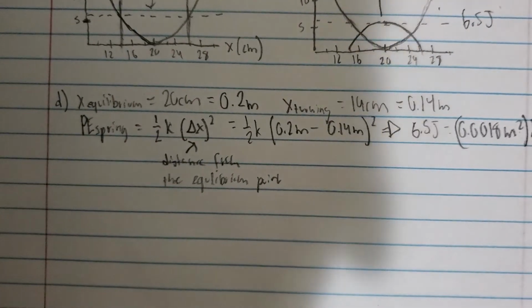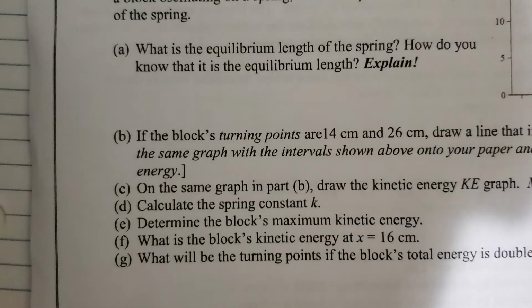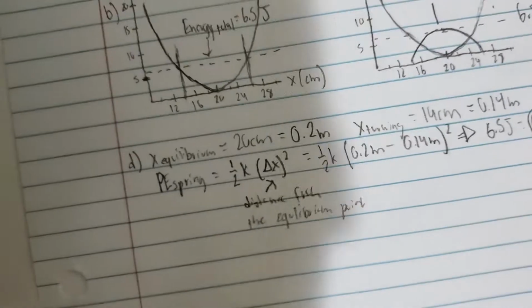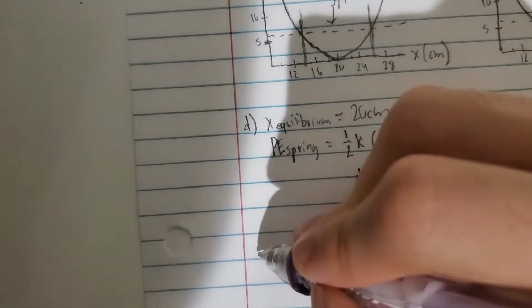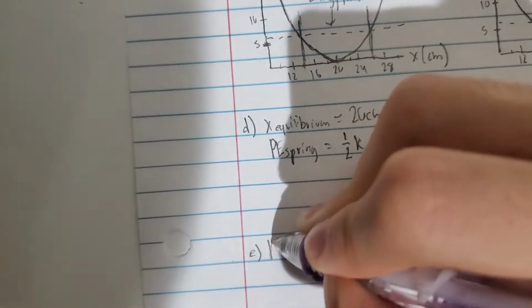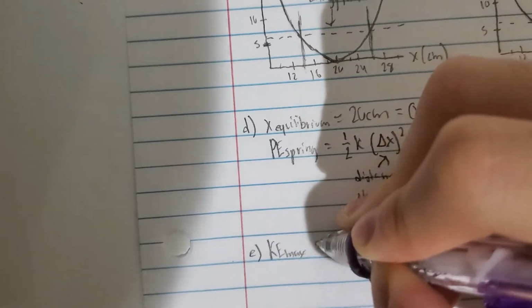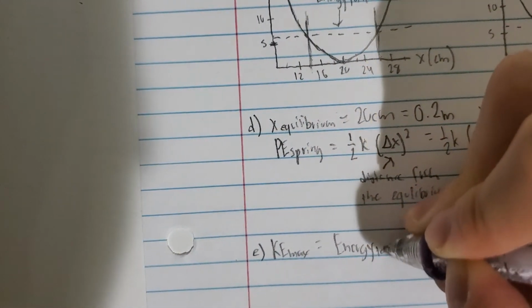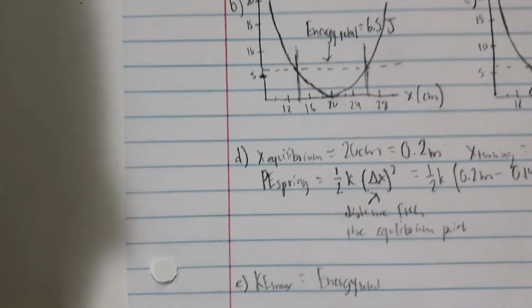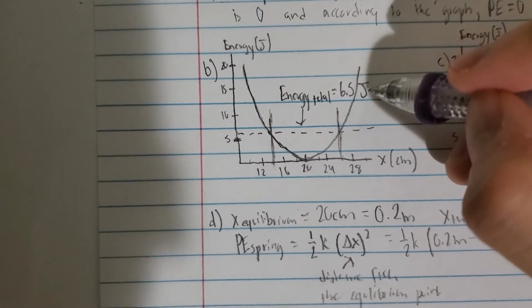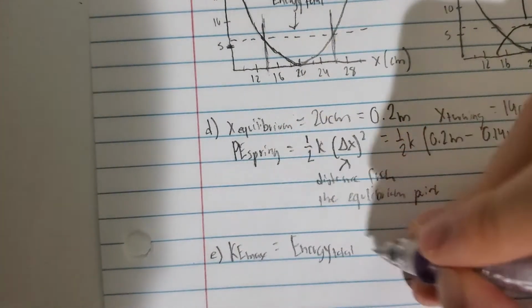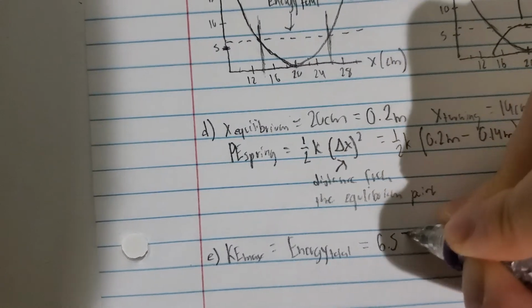Okay. Part E wants us to determine the maximum kinetic energy. Well, this is pretty easy because KE max for my block is going to be equal to the total energy that's in the system. And I found the total energy to be 6.5 earlier, or estimated to be 6.5. So my KE max will be 6.5 joules.